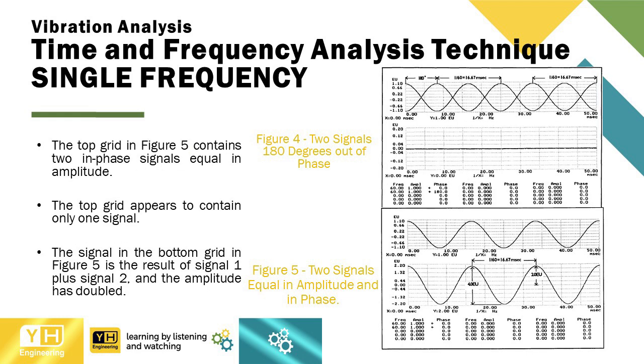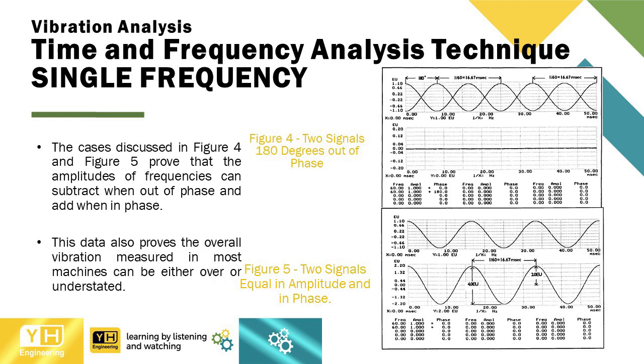The top grid in figure 5 contains two in-phase signals equal in amplitude. The top grid appears to contain only one signal. The signal in the bottom grid in figure 5 is the result of signal 1 plus signal 2, and the amplitude has doubled. The cases discussed in figure 4 and figure 5 prove that the amplitudes of frequencies can subtract when out of phase and add when in phase.